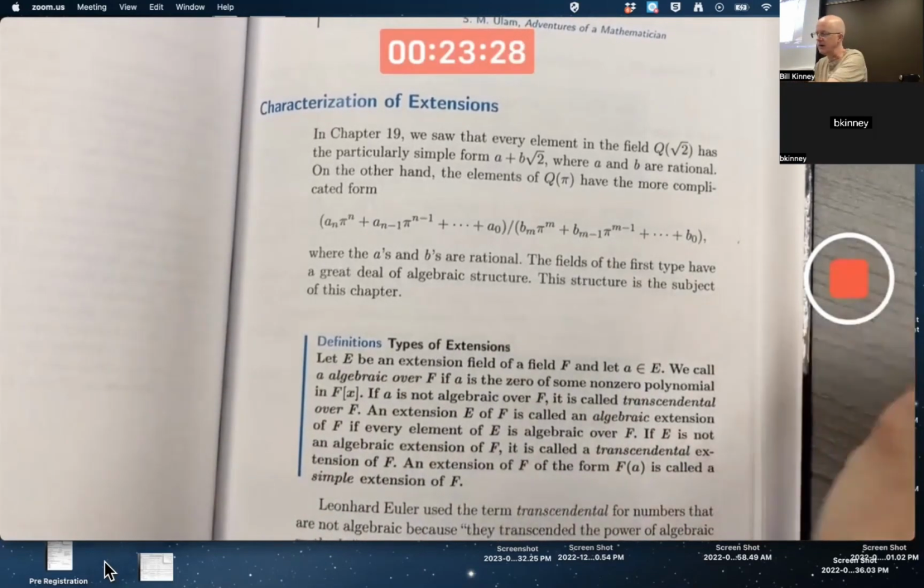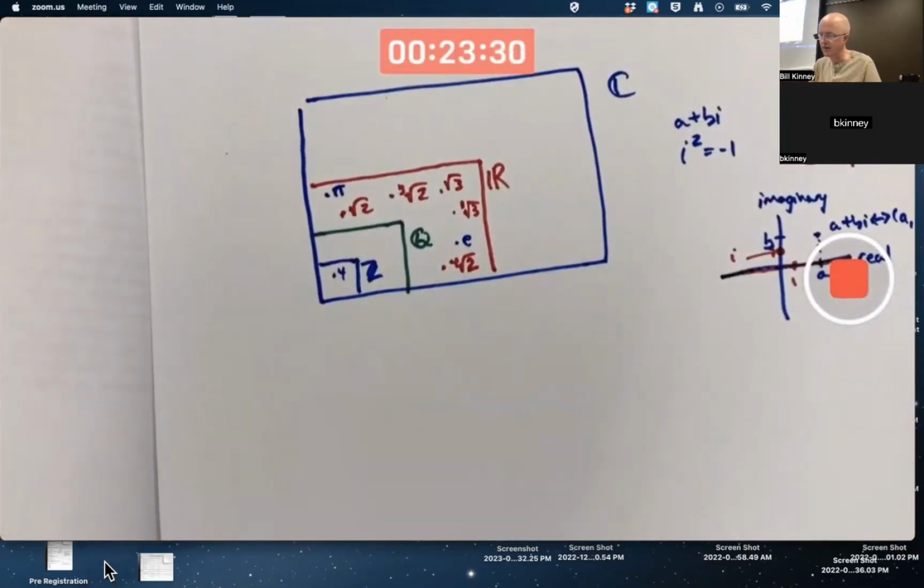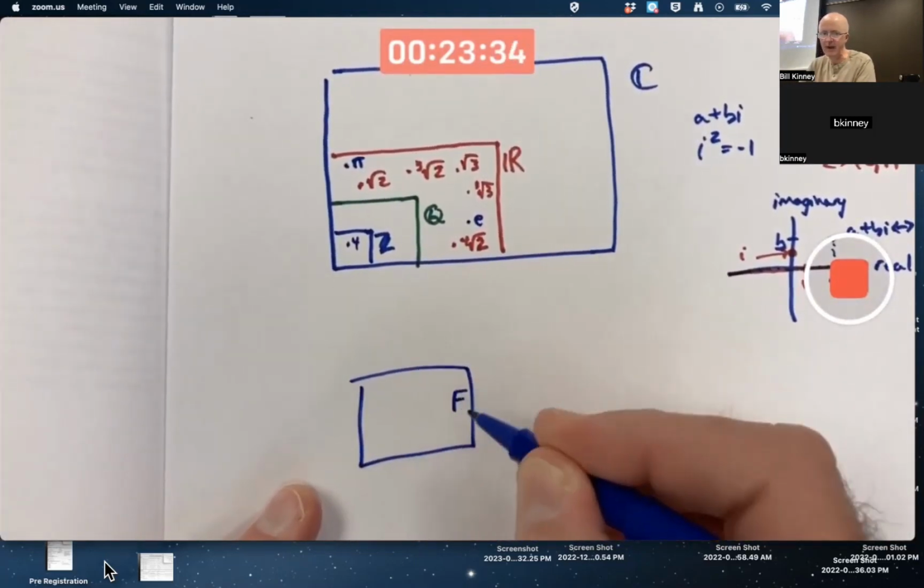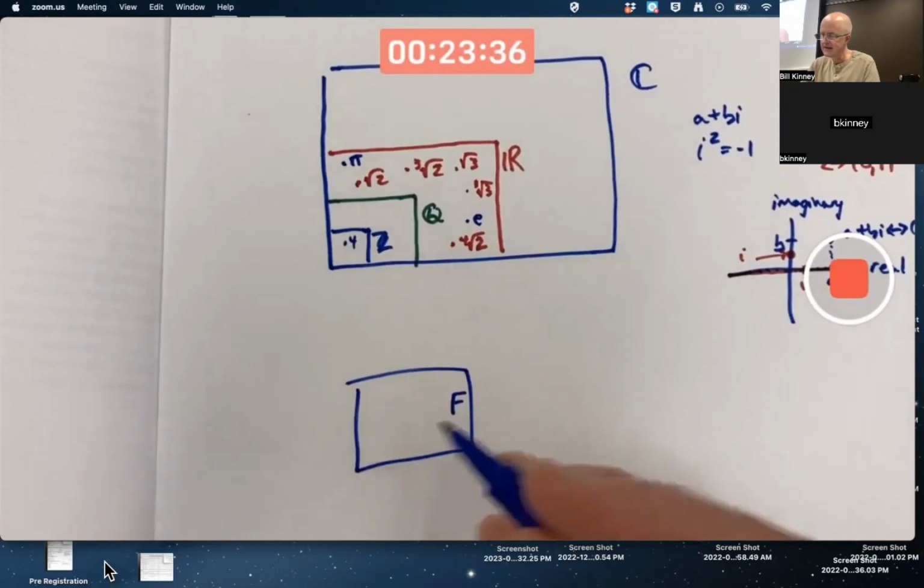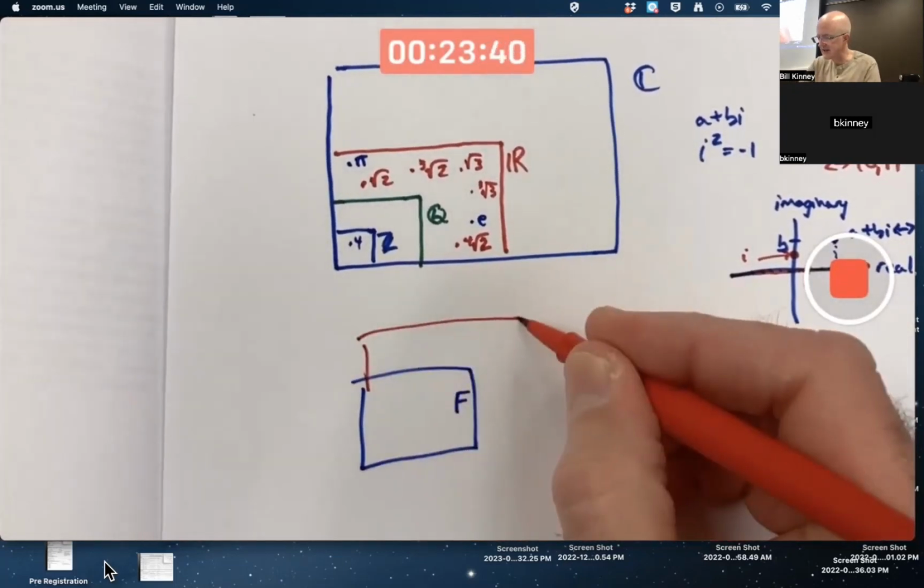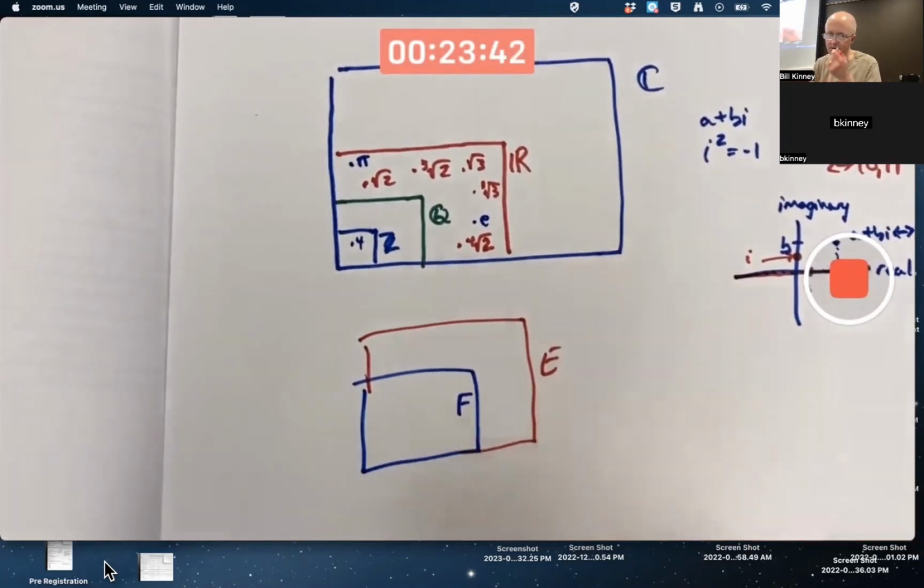So I guess I will draw another picture. Here's F, that's your base field, and I guess I'm switching the role of colors here. Here is E, that's your extension field. It includes F.